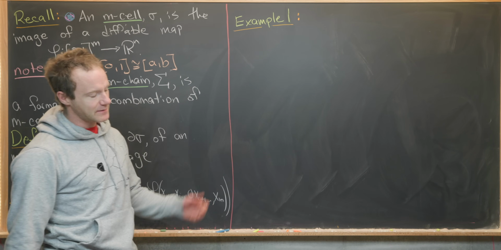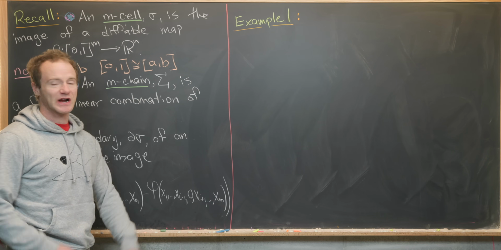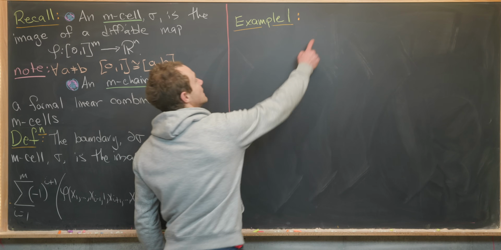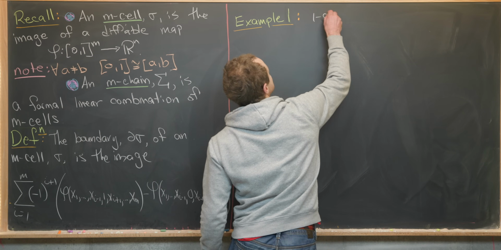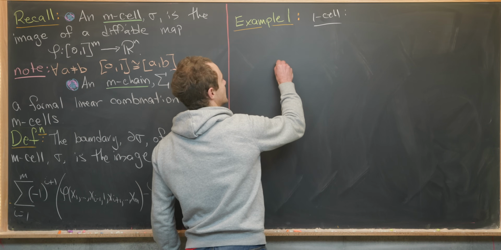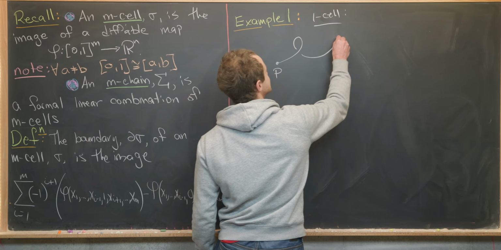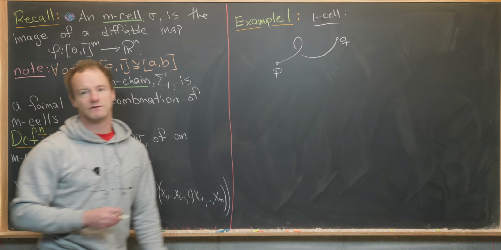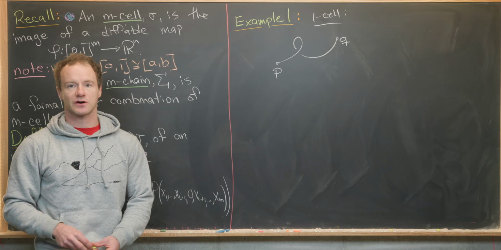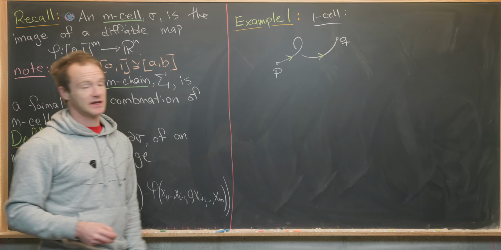This first example is going to be the boundary of a one-cell. We'll do an abstract picture of this, and then we'll do an actual example or two as well. The idea for a one-cell is that it gives you a curve in R^n. So here we could have a picture. Maybe the curve starts at the point P, and then it ends at the point Q, and it's got that kind of looping action. Now, there's some sort of orientation to this curve. So let's say that this curve is oriented so it's starting at P and ending at Q.